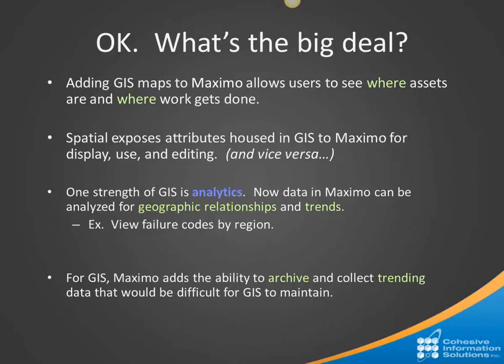Now, on the GIS side, one of the benefits that Maximo provides is that Maximo is a lot better at archiving and trending data. So your transactional type data really lives more appropriately in Maximo, and Maximo is set up to deal with that. Whereas GIS can, but it's not really the best place for transactional type data.